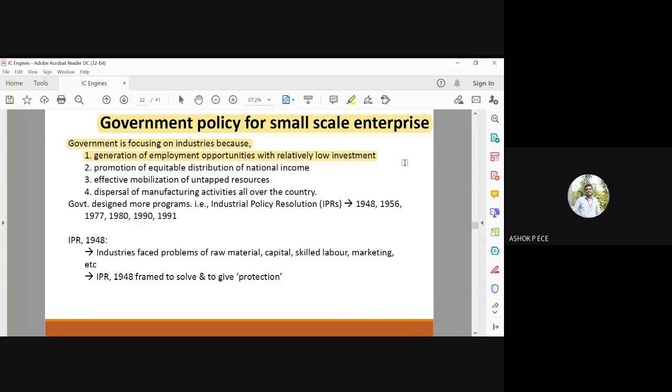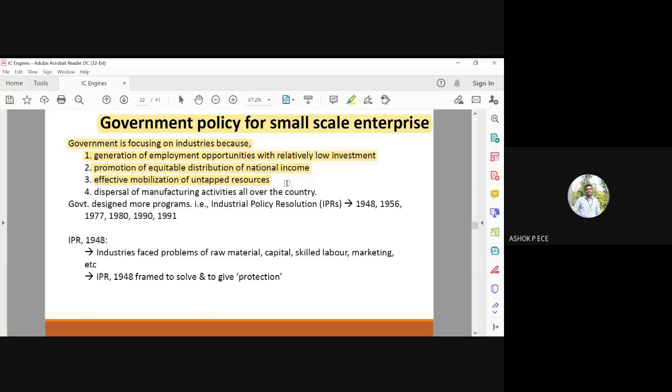So promotion of equal distribution of national income. They find that by providing employment opportunities, you can distribute the income equally among all the people. Effective mobilization of untapped resources. You never know which part of the country has which type of resources. Sometimes skilled labor may be available in the local site itself. Otherwise, you have to bring skilled labor from abroad or from the north. So when you do so, you effectively use the skilled labor available throughout the country.